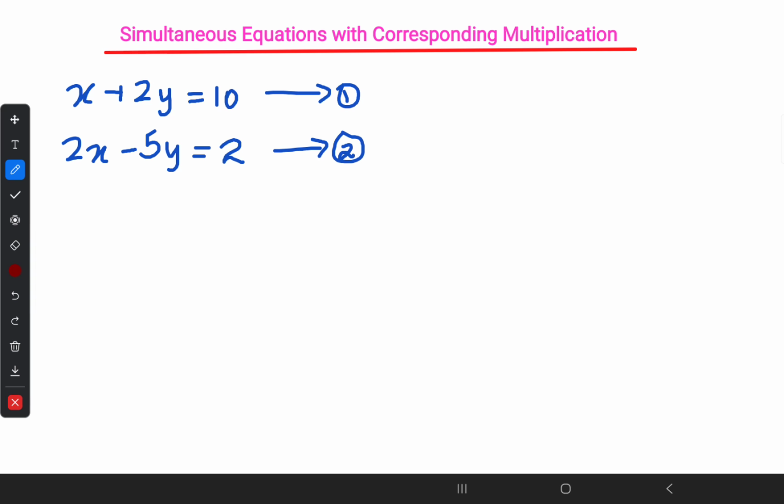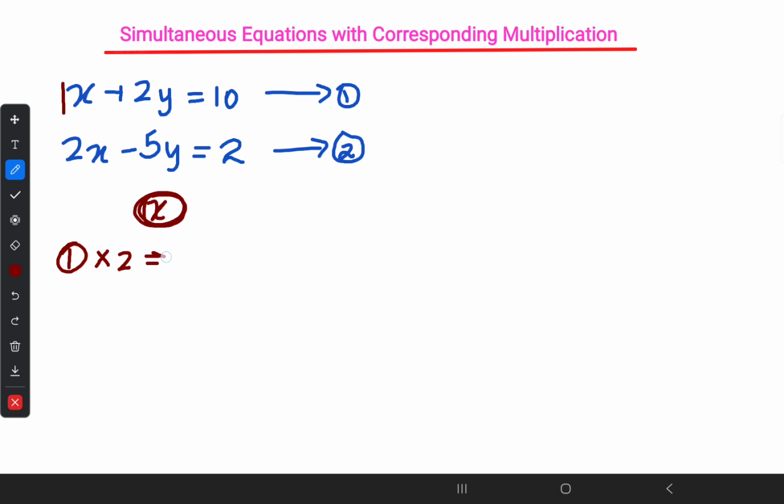So we have to make them identical. There are two possibilities. First, if you want to make the x coefficients the same, you can stick with this method. You only have to multiply this equation by 2. Think about it: how will 1 become 2? We need to multiply 1 by 2 to make it 2. That is the suitable method. I will explain both. To make the x coefficients the same, I will multiply only the first equation by 2.